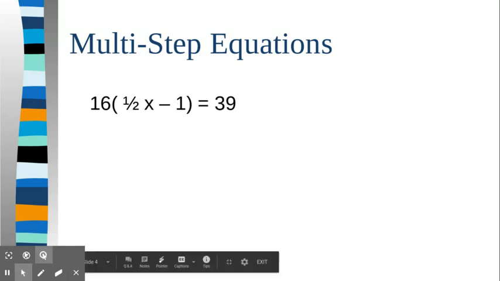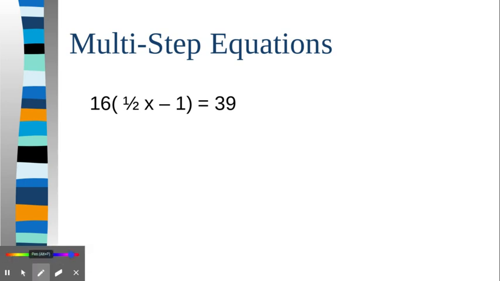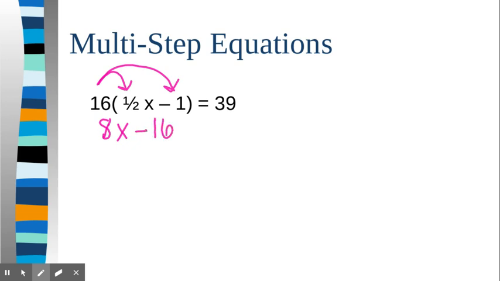Okay, we're going to look at a few examples of these. So this one, I see a set of parentheses, and that jumps out to me as needing to be distributed. So I'm going to take the 16 and I'm going to distribute that. 16 times 1/2 x gives us 8x. And then 16 times the negative 1 is just a negative 16. Once you distribute, you don't need the parentheses anymore. And then I keep that equals 39.